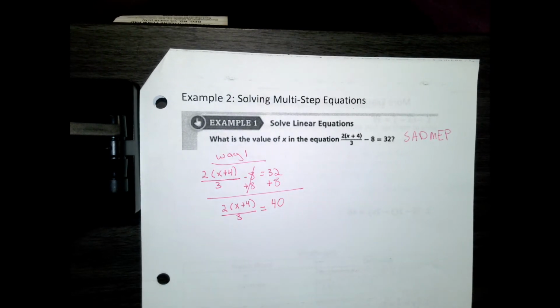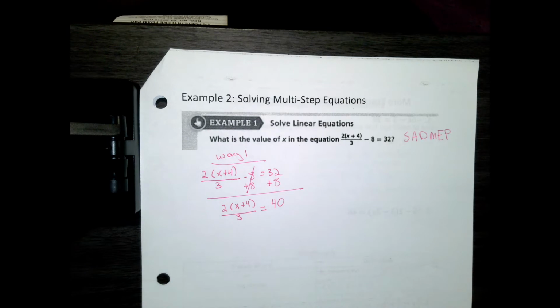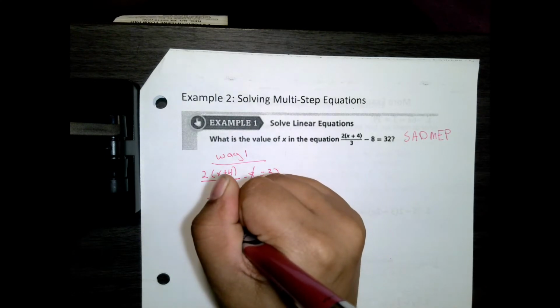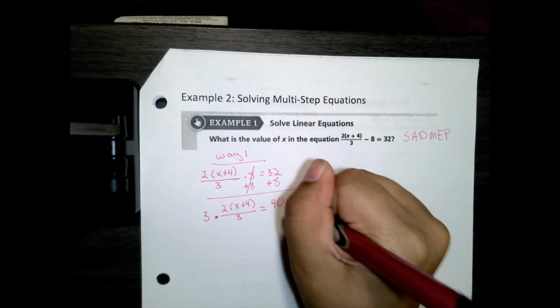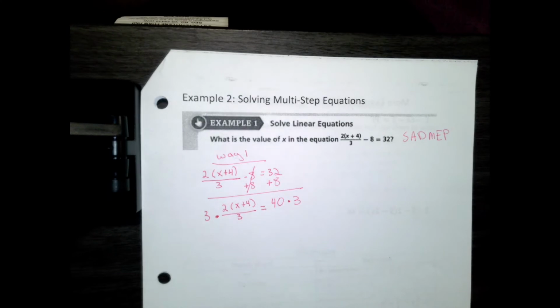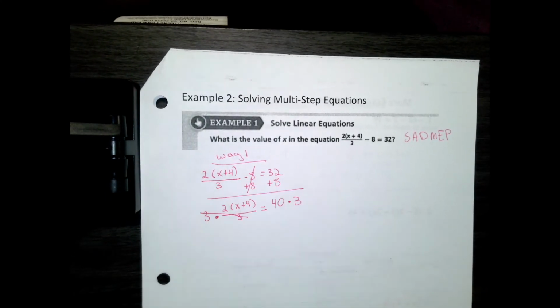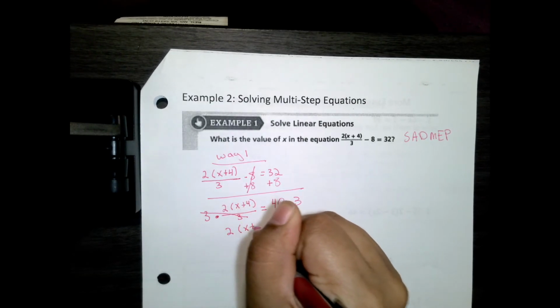Alrighty. Now what we've got to do is, we've got some dividing, we've got some multiplying, and then we've got x being bothered by something in parentheses. Well, since we've got division bothering it, we can take care of that first. So, let's multiply by 3 on both sides. What happens if I multiply by 3 on this side? Well, notice the 3s are going to cancel, leaving us with just 2 times x plus 4.